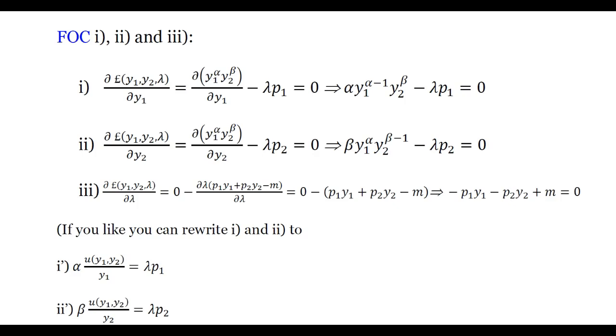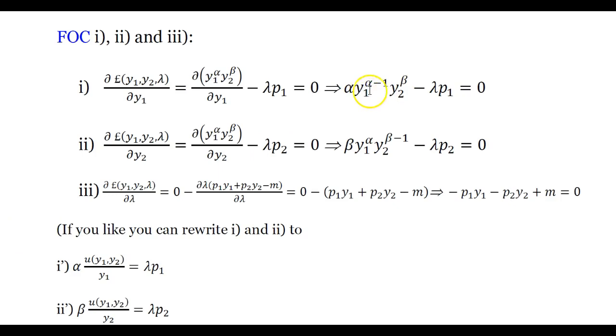So if you have done something wrong when you set up the Lagrange function, you will notice that immediately here. So in this case you will have the constraint back. And so you see here that you have minus p1 y1 minus p2 y2 plus m is equal to 0. So we have the right one. If you like, you can rewrite the first and the second one.